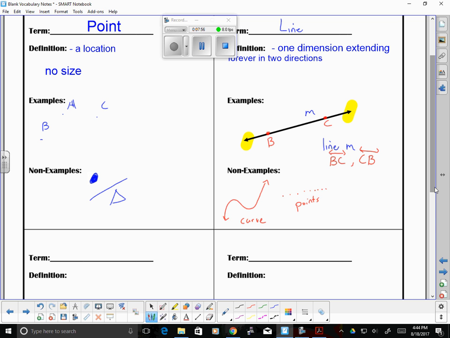Another non-example: if I had other points on there, say another point A or a point D, I would never say B, A, D, C. We always use two points alone. So that's point and line. Take a minute and tell your partner: partner A, tell partner B what a point is, and partner B, tell partner A what a line is, and have a quick discussion about that.